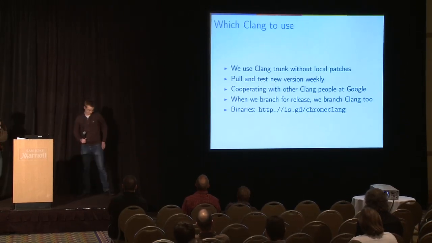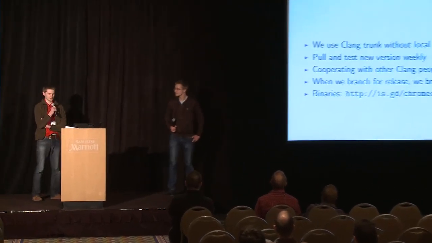Right, so let's discuss some practical concerns. The first one might be, which Clang version should you actually use? There are a lot of emails on the mailing list where people write in and something isn't working, and people ask back, which version are you using? Oh, it's 2 years old. And the reply is usually, you should probably be using Clang from trunk instead. And that's exactly what we do. We use Clang from trunk. We don't have any local patches.